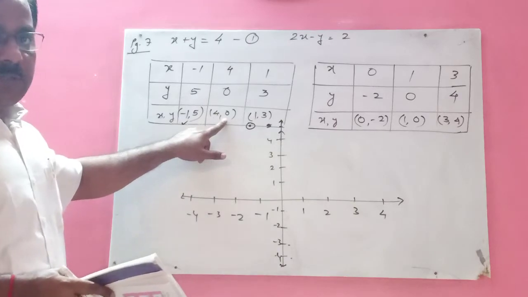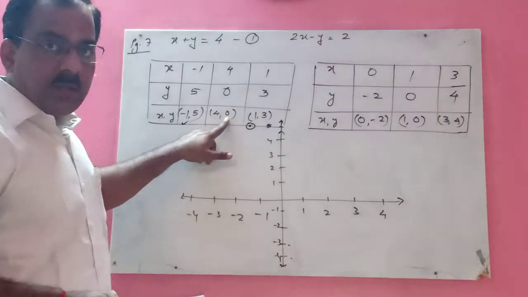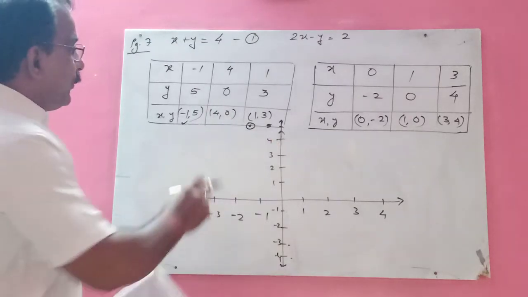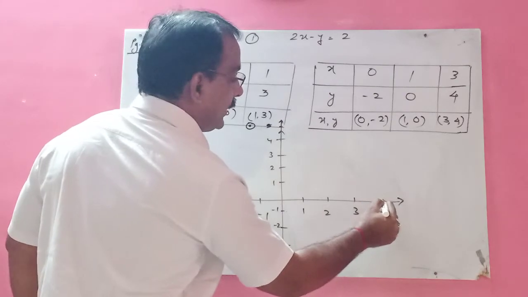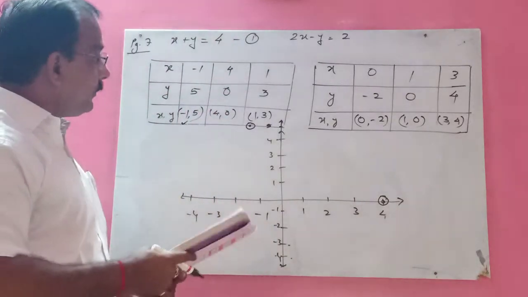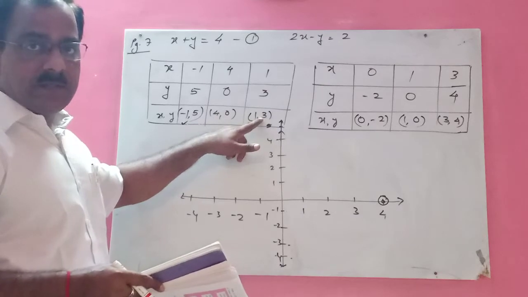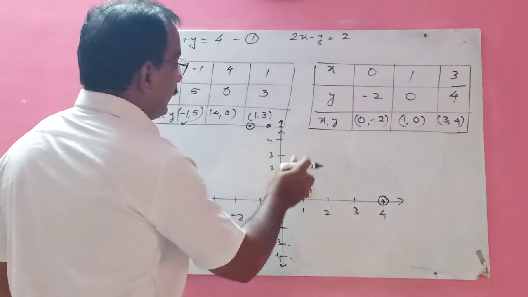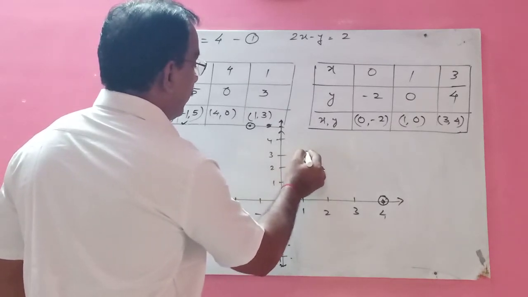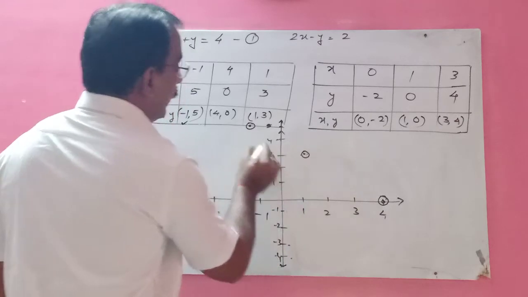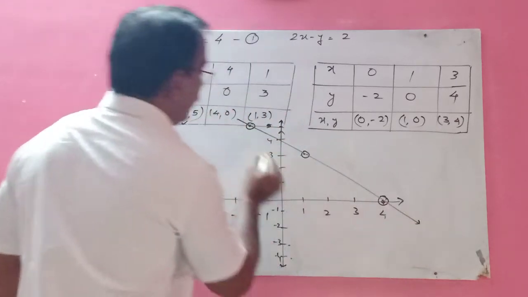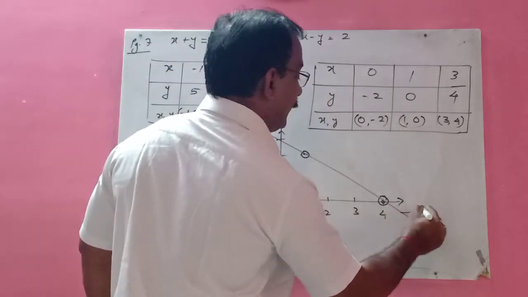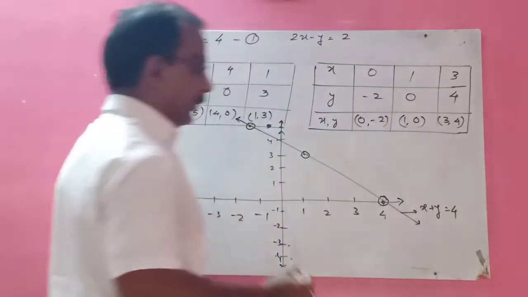So children, see the y coordinate is 0. If the y coordinate is 0, that point will lie on the x-axis. Okay. So 4, 0 you will get here. This point is 4, 0. Then 1, 3, both are plus. It means this point will lie in the first quadrant. So 1 and 3, that point is here. Okay, and then you draw a line. With the help of a scale, draw a line. Write down that this is the graph of x plus y equal to 4.